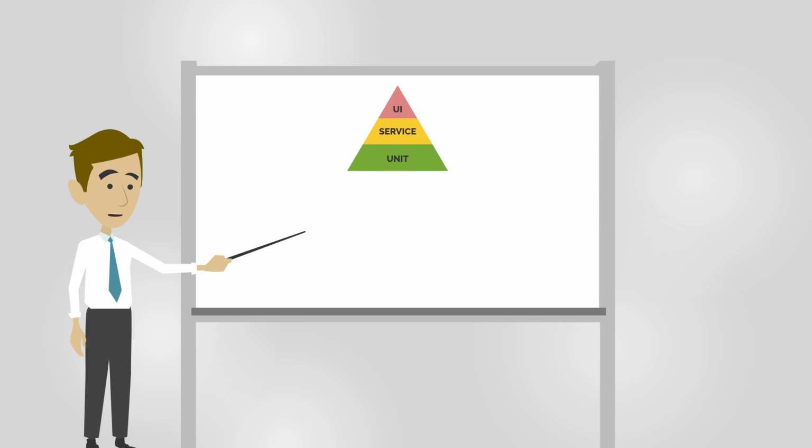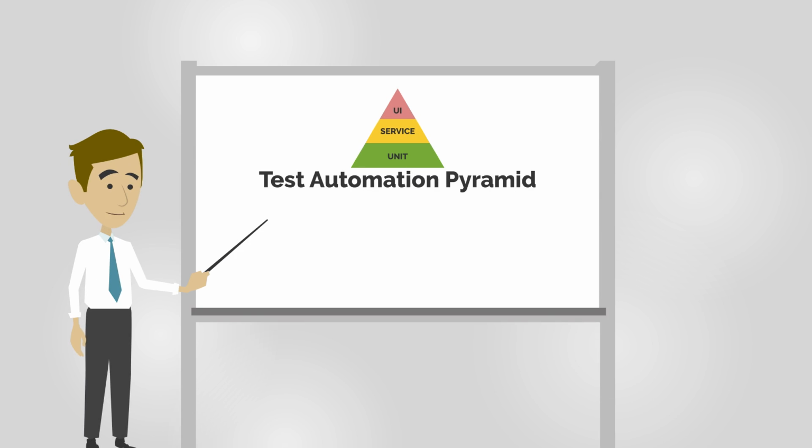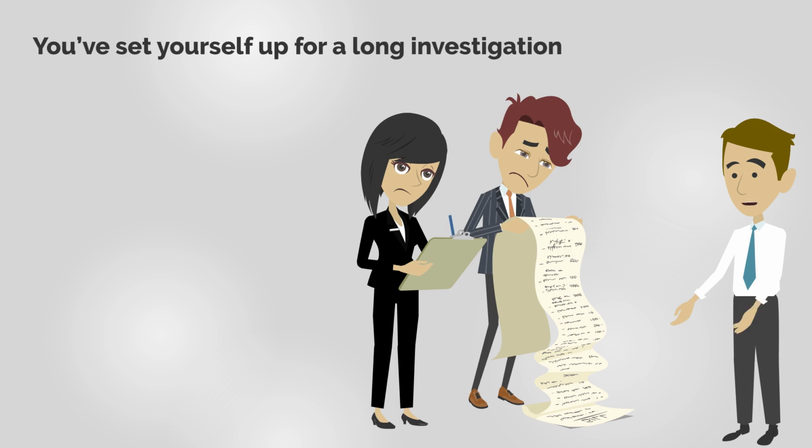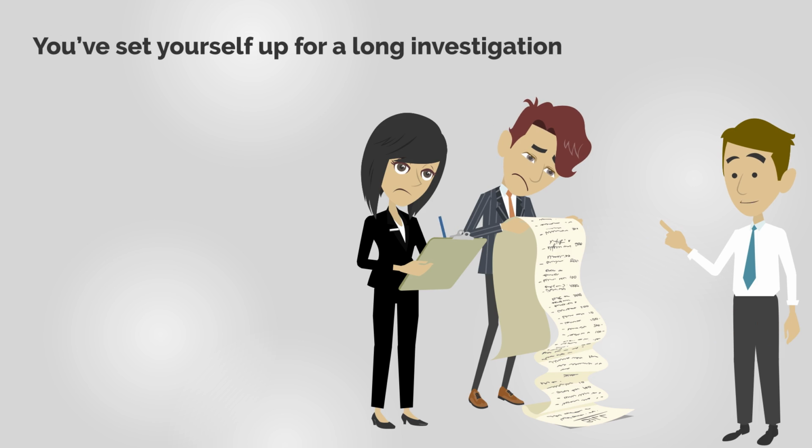This gets back to the test automation pyramid concept. Let's say the purpose of your test is to test a tax calculation that's performed by an API. And let's also say that you create a test that attempts to do that by checking the value on an invoice total field in the UI. Now you find an issue. The total invoice value isn't what you expected. It could be because the API has an issue, or it could be one of many other things. You've set yourself up for a long investigation.